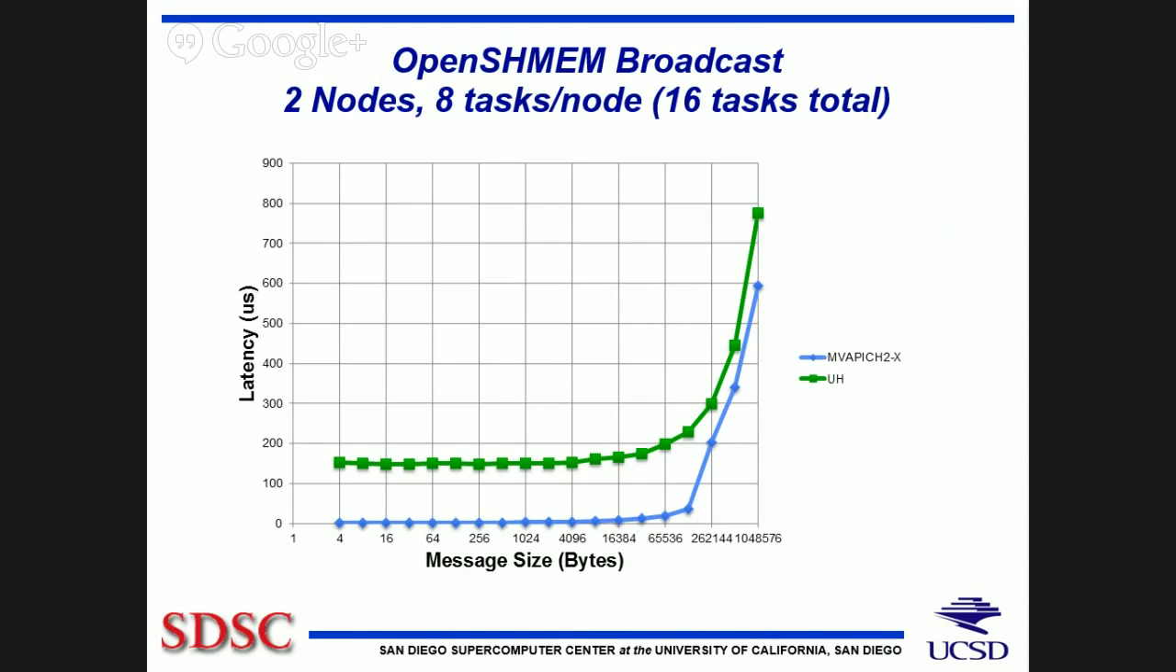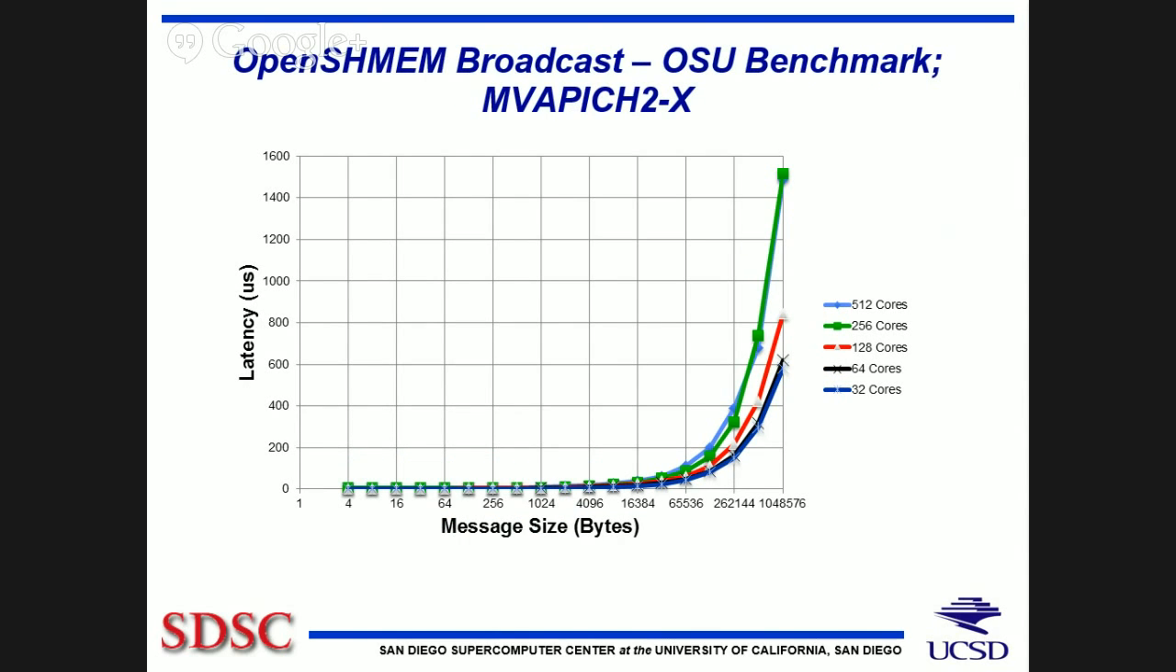Going to more collectives, so OpenSHMEM broadcast with 2 nodes, 8 tasks per node, so a total of 16 tasks. Again, message size is on the x-axis and latency on the y-axis. You can see MVAPICH is doing pretty well. It's about 1.5 microseconds. And OpenSHMEM, the release version, is off by, I think, almost 2 orders of magnitude. So we're doing pretty good with MVAPICH.